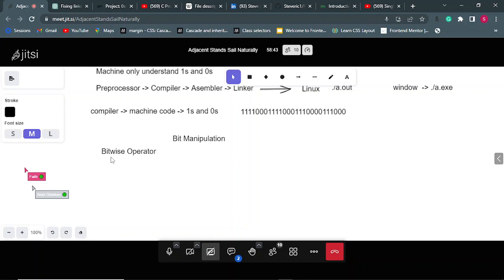So the bitwise operator is the engine, or the brain, behind the manipulation of bits. Without the bitwise operator, there's no way I can communicate with my machine in its language. Bitwise operators give us the power to talk, to communicate with the machine.